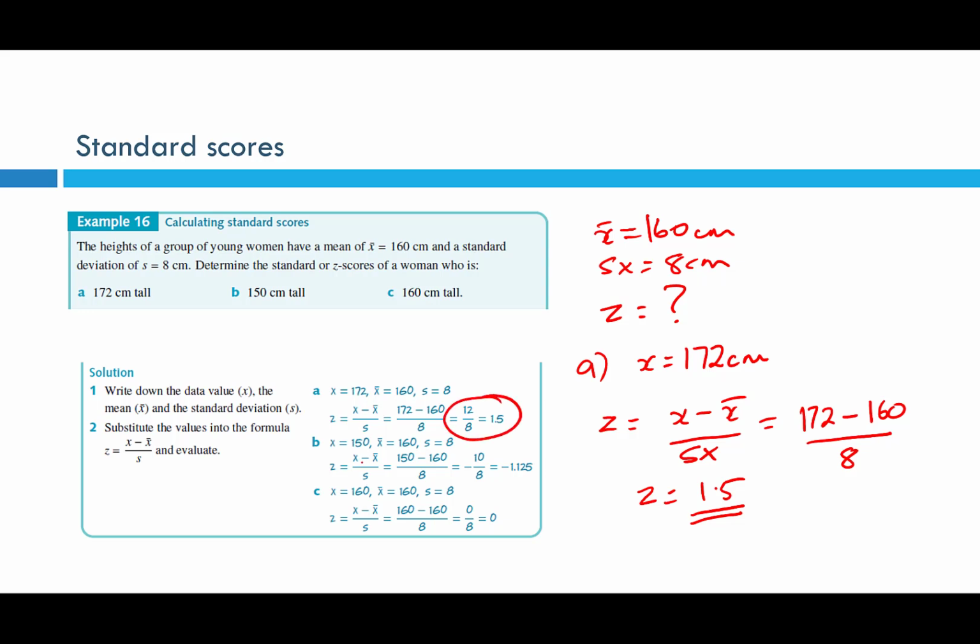And it's also giving you the example just over here. Now the next one, same sort of thing, 150. So instead of 172, you would plug in 150 minus 160 divided by 8. And B gives you an answer of negative 1.125, which is the Z score. And the last one, 160 centimeters, I already know it's going to be 0 because it's the mean. And you get 0 Z score for that one. So that's how to work out the Z score.